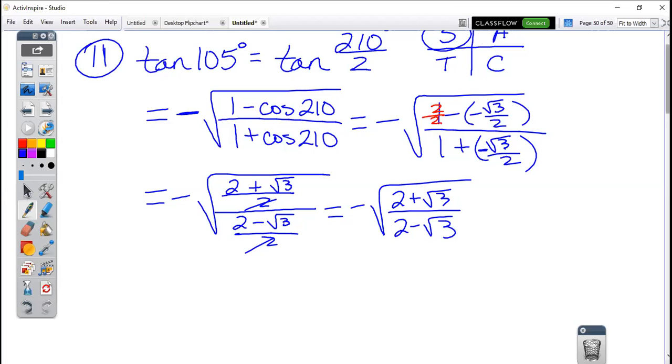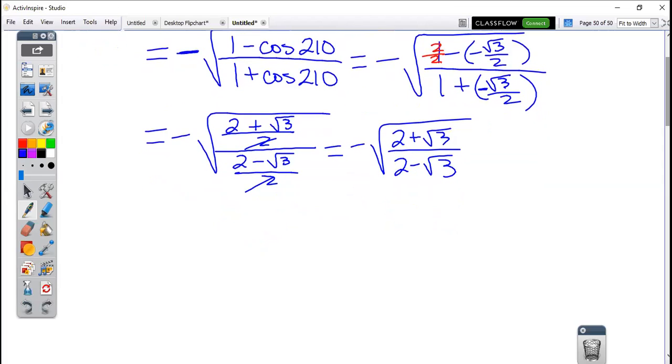And it would be great if we could leave it like that, but they won't let us. That's the radical. Because of the radical, correct. The radical being on the bottom. So we need to multiply by the, what's it called again? Conjugate. What's the conjugate of 2 minus square root of 3? 2 plus square root of 3.